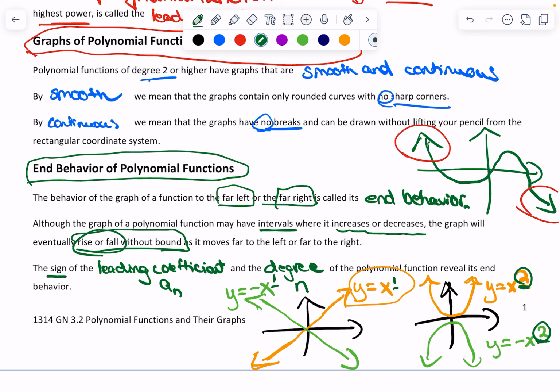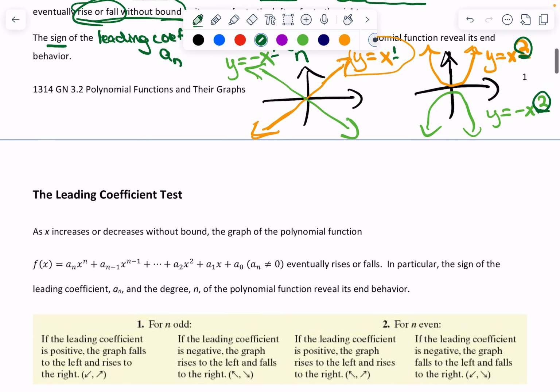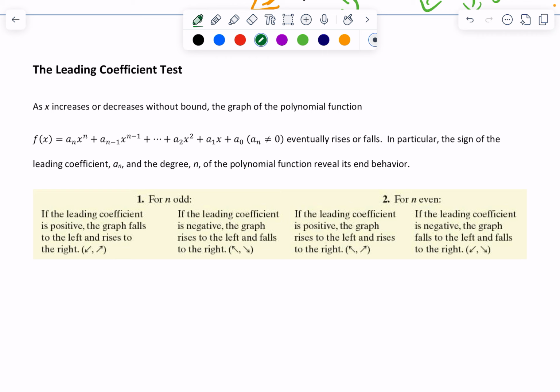And then it depends on if it is positive or negative, which way they're going. Okay, so on this next page, we're going to look at the leading coefficient test, which we already looked at a little bit. As x increases or decreases without bound, the graph of the polynomial function f of x eventually rises or falls. In particular, the sign of the leading coefficient and the degree n of the polynomial function reveal its end behavior.